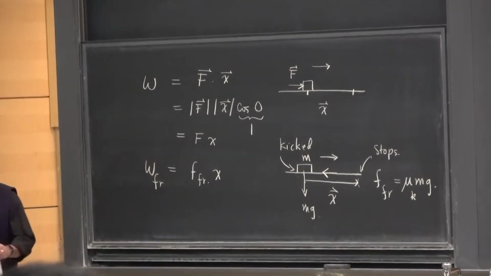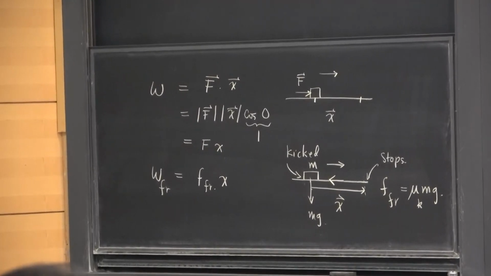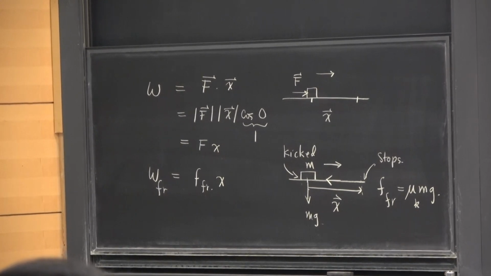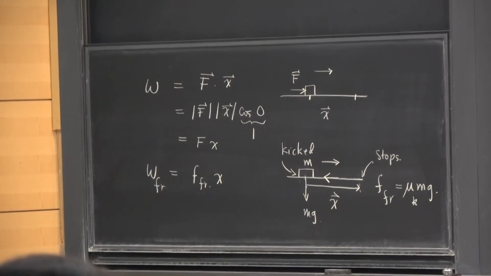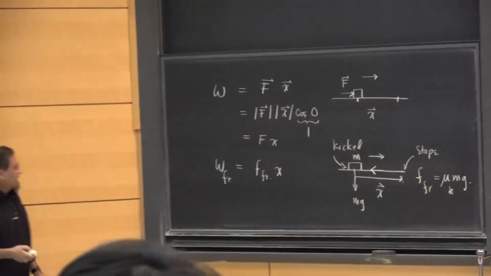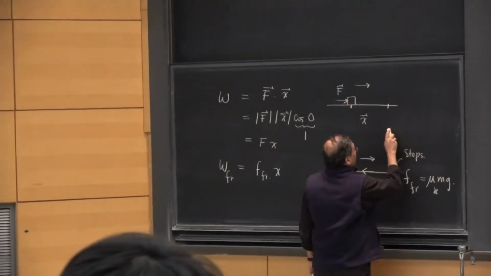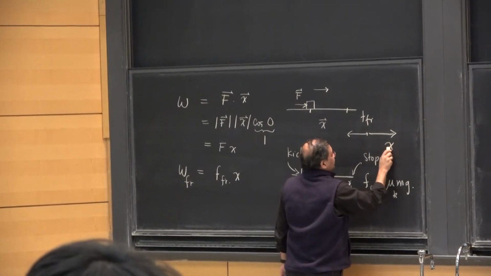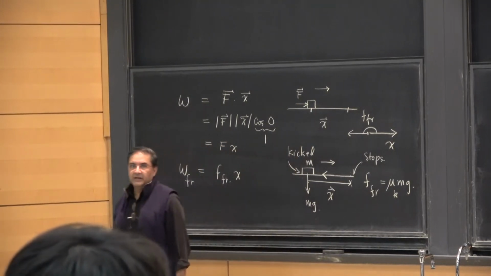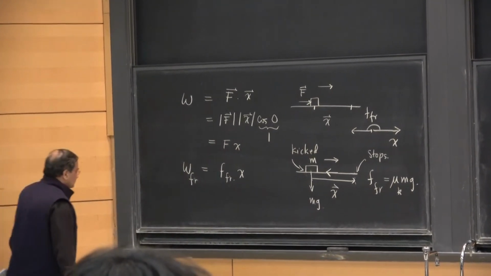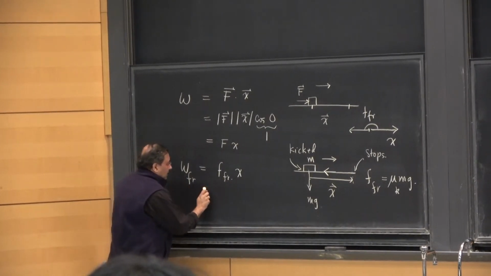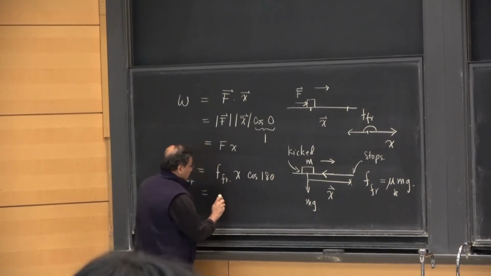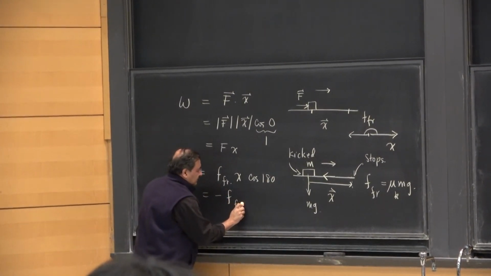But you have to be careful. The friction force is opposite to the direction of displacement. So if two lines are opposite to each other, otherwise parallel, anti-parallel that means, the angle between them is 180 degrees. So friction force is going to be that way, displacement is going to be that way. This angle therefore will be 180 degrees. So therefore you have to put in a cosine of 180 degrees, which means you have minus F friction times x.